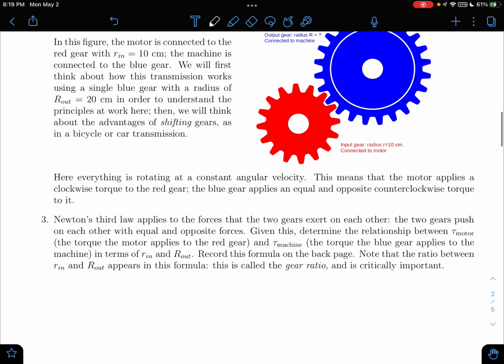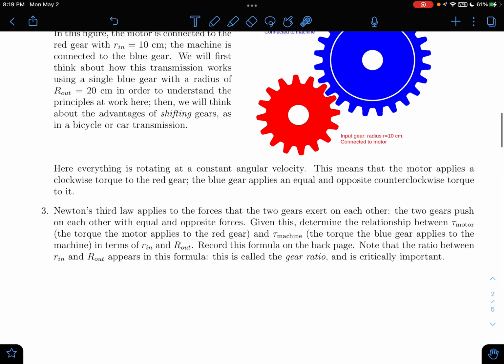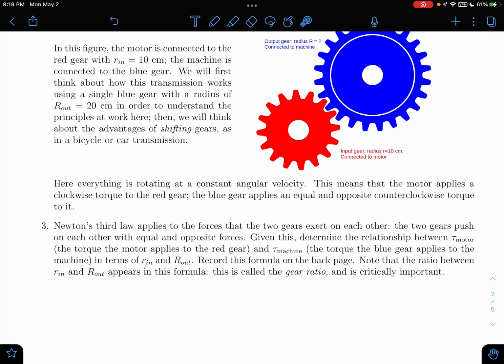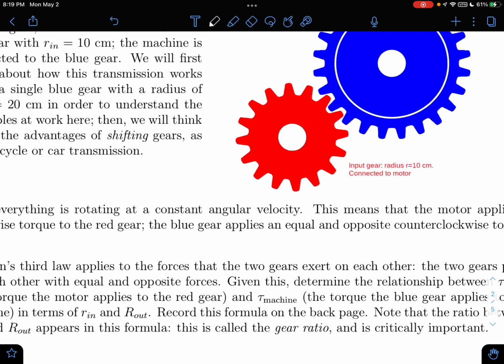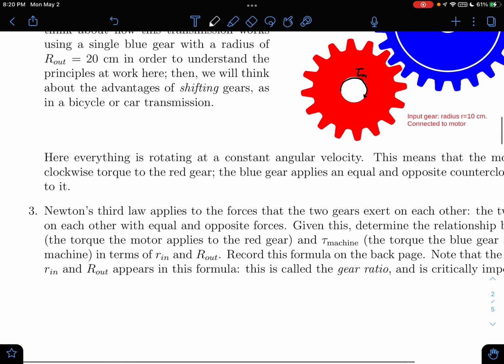So we have constant angular velocity. The motor applies a clockwise torque to the red gear. So here's our motor applying a torque. Ooh, that is a wonderful arrow that I just drew. That's a little better. Here's our torque from the motor.